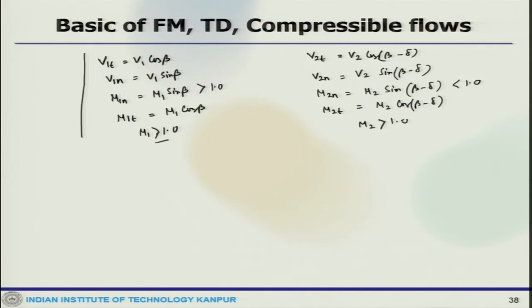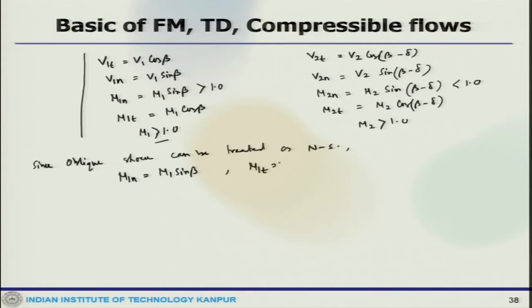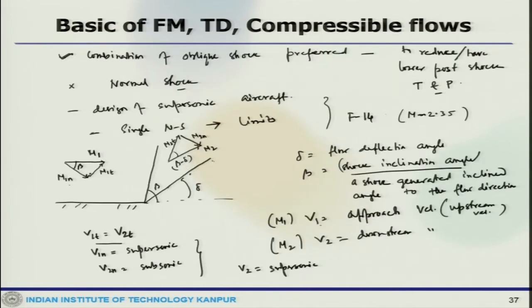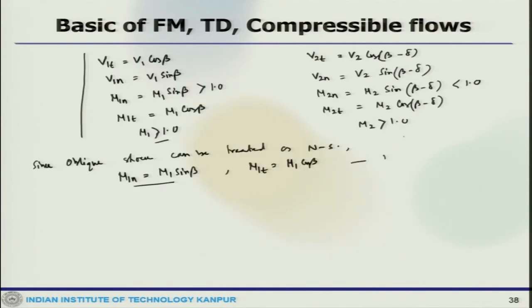Now, since the oblique shock can be treated as a normal shock, having an upstream normal Mach number M1n equal to M1 sin beta, and a tangential component M1 cos beta, if we treat these components like that, as a normal shock, then we can use the normal shock relations.